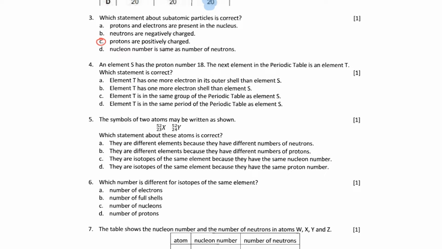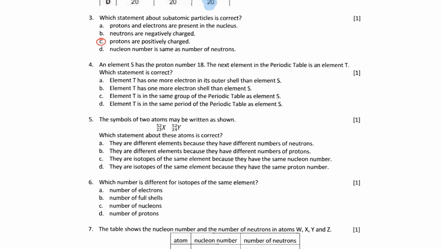The next element in the periodic table is an element T. Which statement is correct? So remember that if you want to identify an element, you just look at the proton number. And in the periodic table, proton numbers increase as you go from left to right or top to down, which means that if you're at element number 18, to get to the next element, you have to go to element number 19, the one with 19 protons. And that we know is potassium. And you can see that potassium is in the next shell. So how is potassium different from the number just before it? It is in another shell because it's in another period. It has 1 electron in the last shell. It's not a noble gas. So all of those things should come back to you.